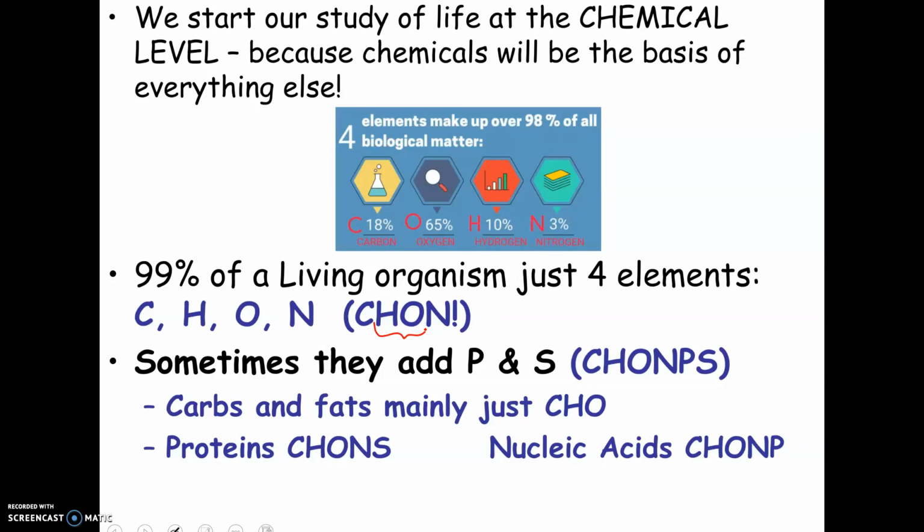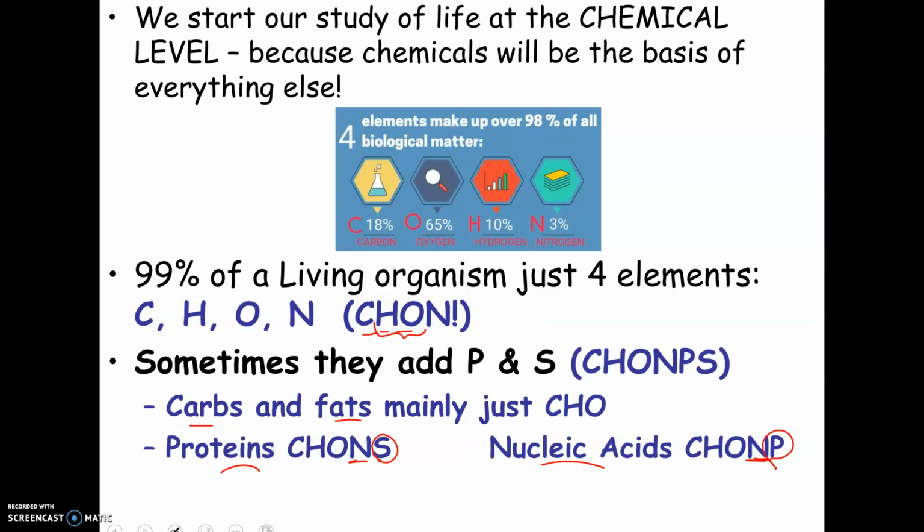But in addition to that, we're made out of these organic compounds, which are compounds that contain carbon, and that includes things like carbohydrates, fats or lipids, proteins, and nucleic acids. And those all contain carbon, hydrogen, and oxygen. Additionally, proteins contain nitrogen and sulfur, and nucleic acids contain nitrogen and phosphorus.